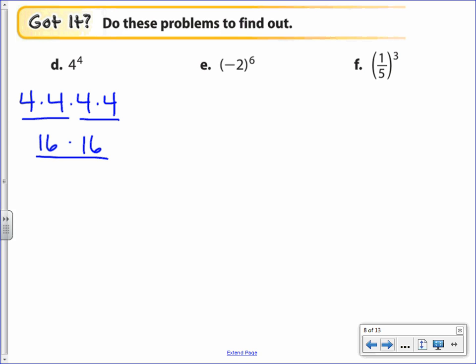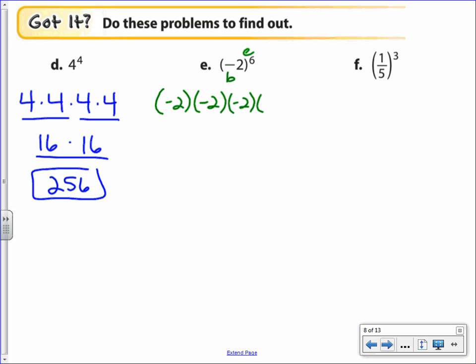Now you can grab your calculator. 16 times 16, 256. Next one is negative 2 to the sixth power. Evaluate it. Find out what it means, what it's worth, what's the value. Solve it. So my base is negative 2, and my exponent is 6. My base is my repeated factor. 1, 2, 3, 4, 5, and 6.